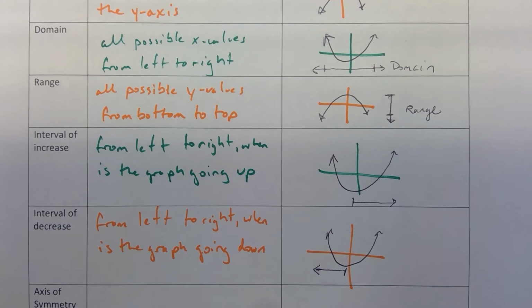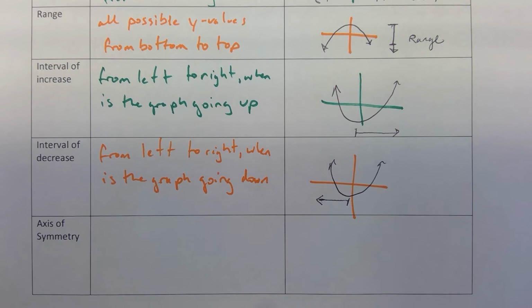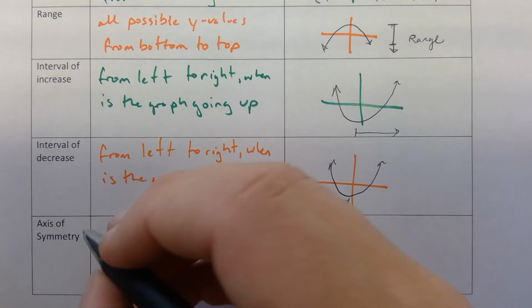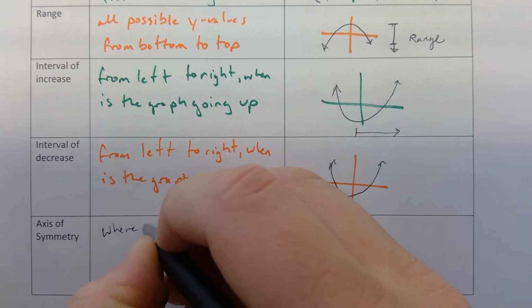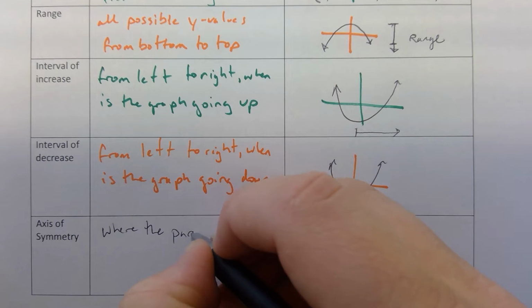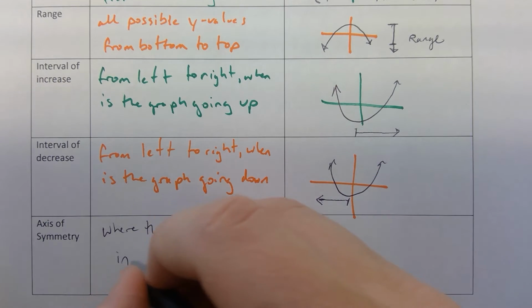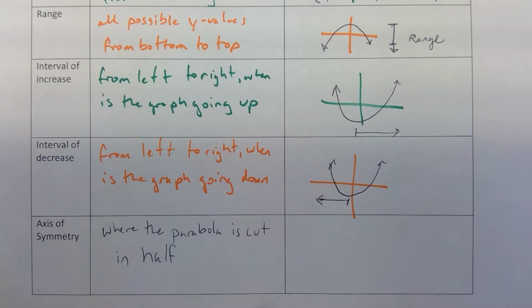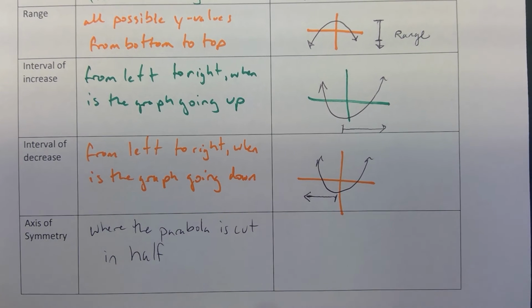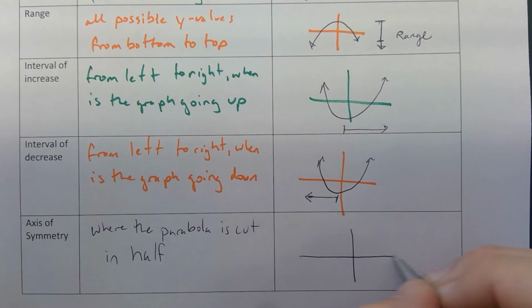And now our last term is the axis of symmetry. So the axis of symmetry is where the parabola is cut in half. We'll talk about how to find that in just a minute. Let's go and draw a graph here.